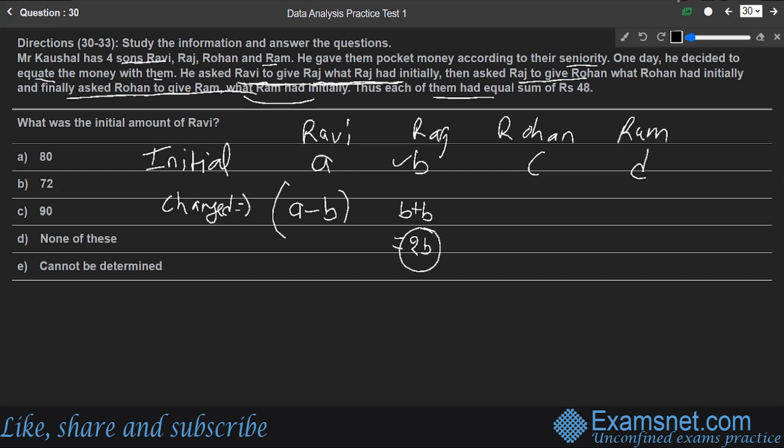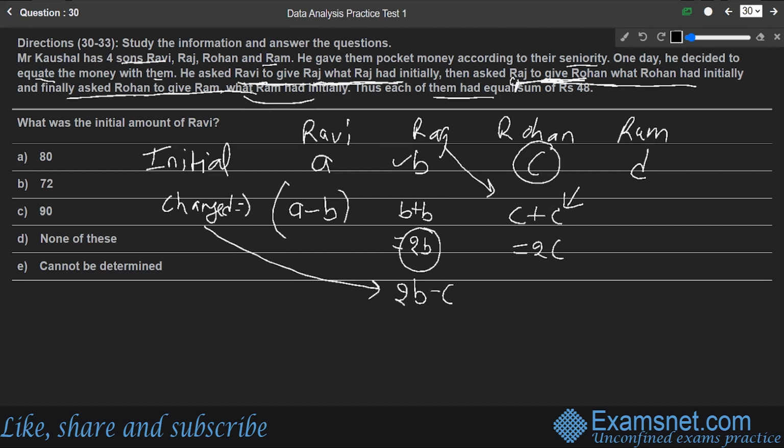Now, what is the next step? He says to ask Raj to give Rohan what Rohan had initially. How much did Rohan have? Rohan had C. He has been given the same C again. So now he will have C plus C, that is 2C. But this 2C has come about because of C's addition, and this C has come from Raj only. So Raj would have a shortfall of C now. So the changed amount of Raj will now be 2B minus C, and the changed amount of Rohan will be 2C. Now let's move further.